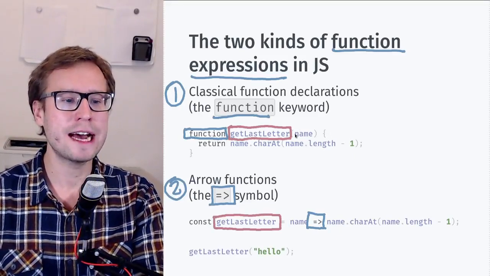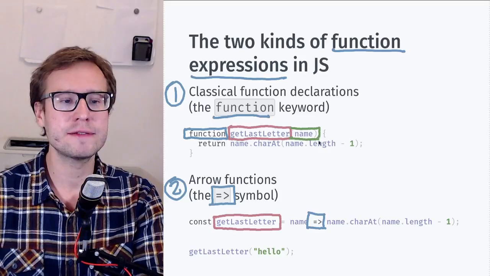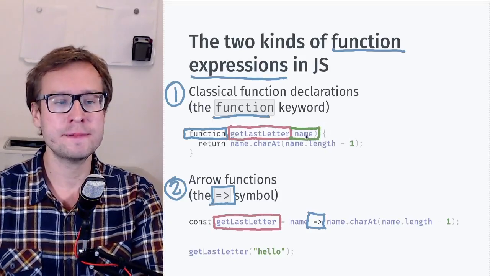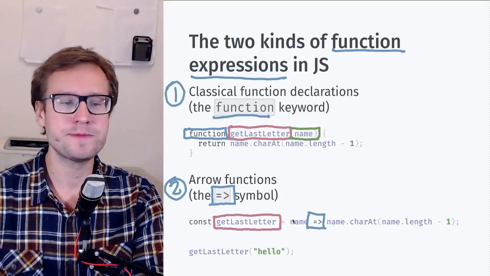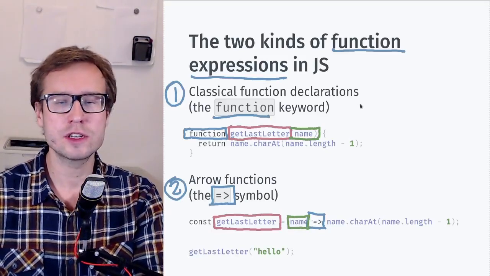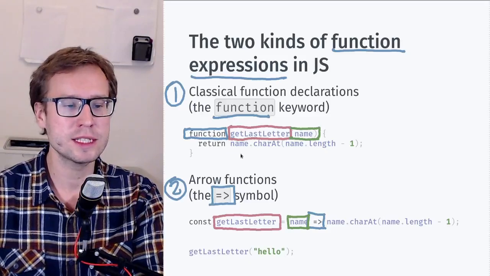Now, what do I have after? Well, right after the name, between round brackets, I have the list of arguments. In this case, I have one argument. It's called name. Do I have this in the arrow function? Yes, I do. It's right here. Okay, so far so good. I'm seeing the similarities, the similar components.